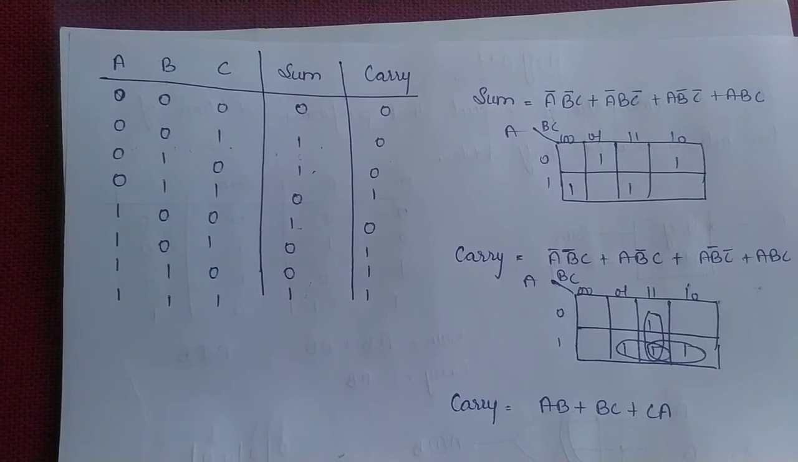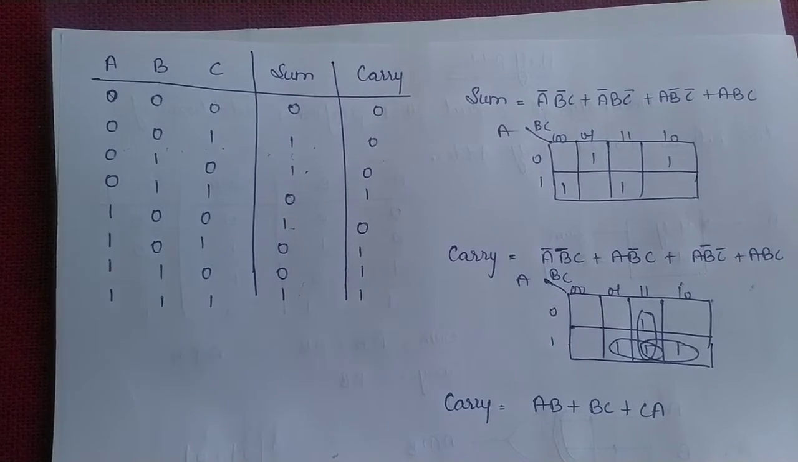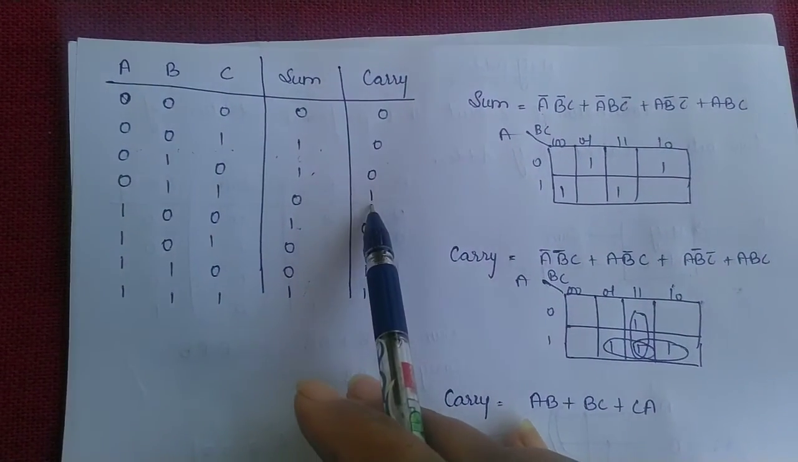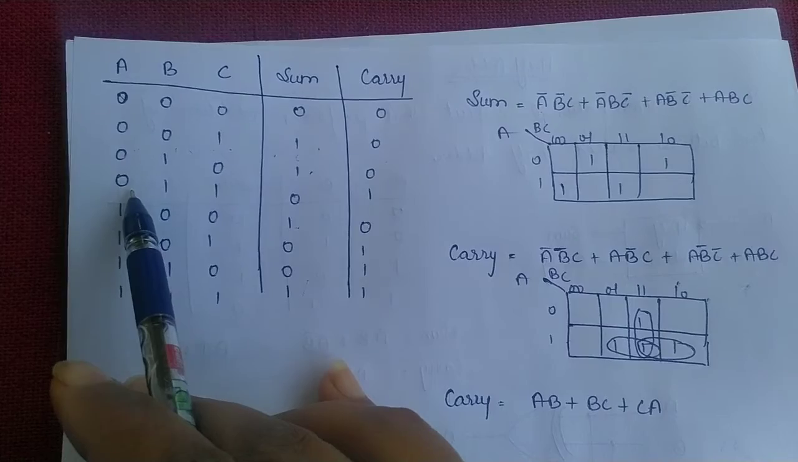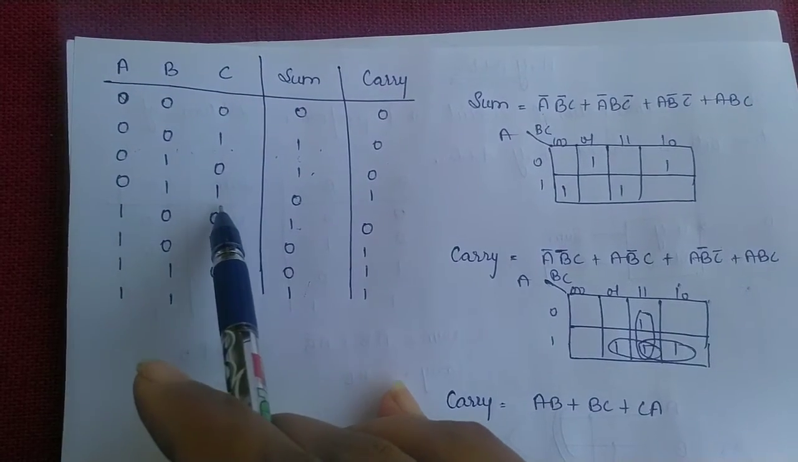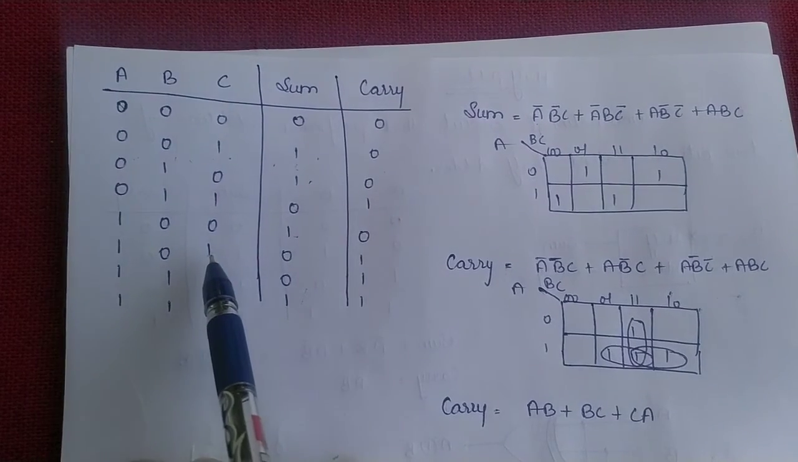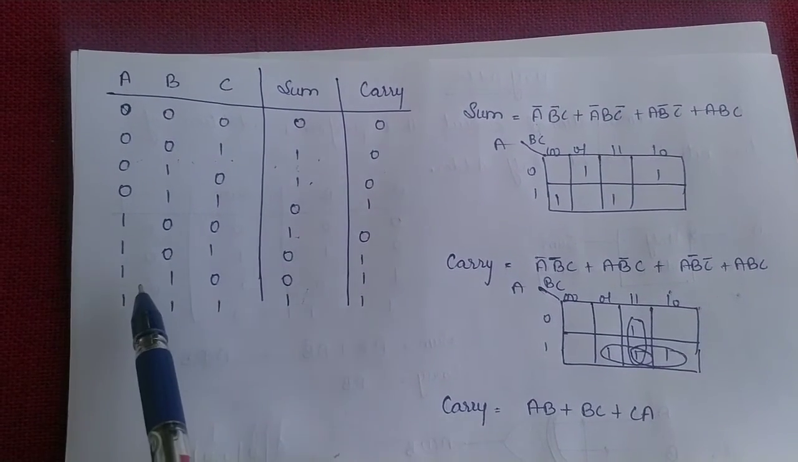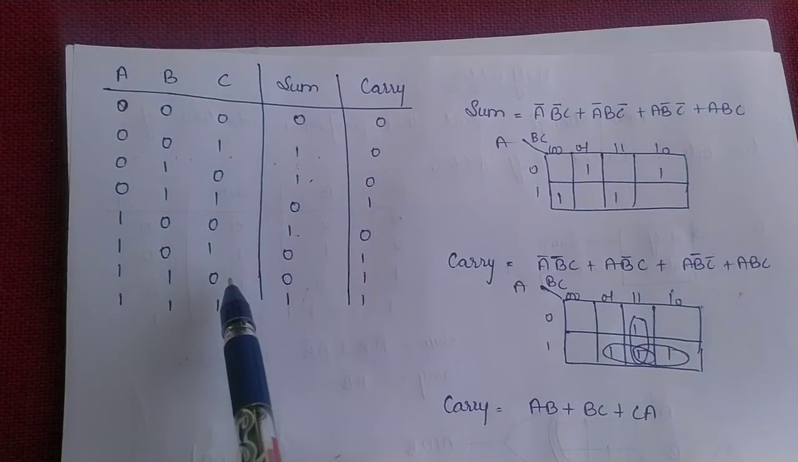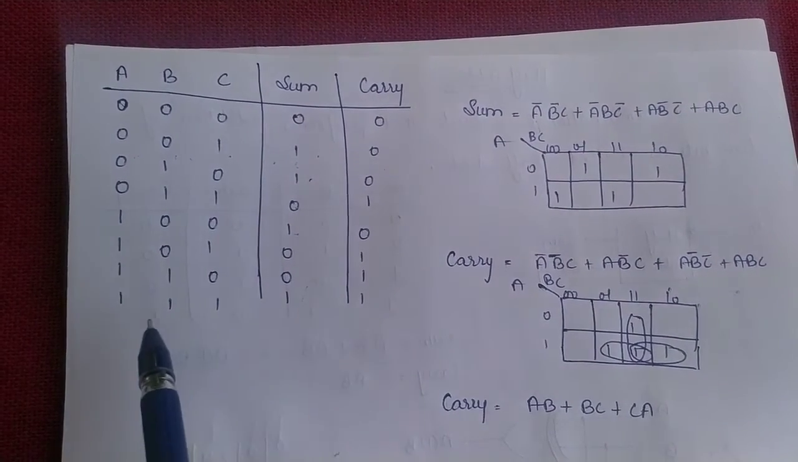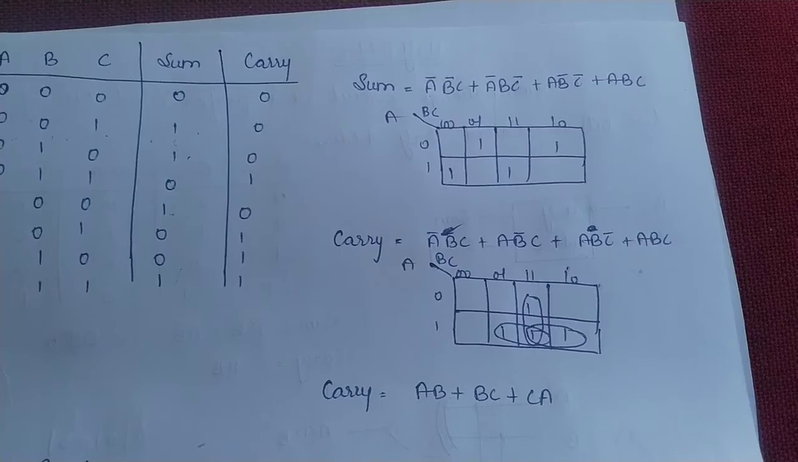In the same way, we will write the Boolean expression for the carry. For this location, the term will be A bar B C. For the other one it is A B bar C. For the next one it is A B C bar. And for the next one it is A B C.